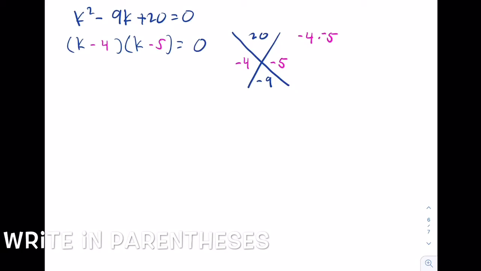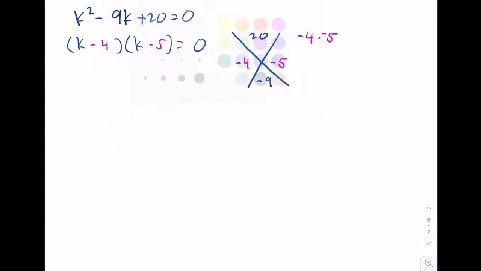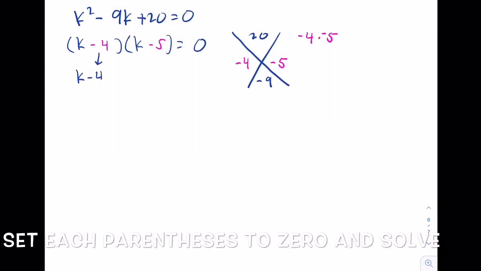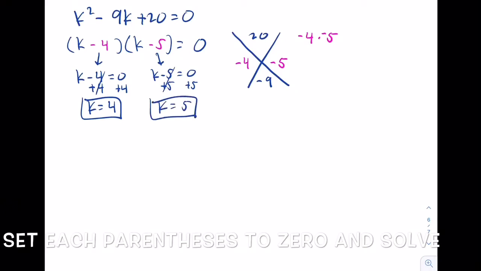Then we're going to solve it using the zero product property. So set each one to 0. So k minus 4 equals 0, and k minus 5 equals 0. And then solve it. Plus 4 on both sides, so we have k equals 4. And add 5 to both sides, k equals 5. And those are our solutions.